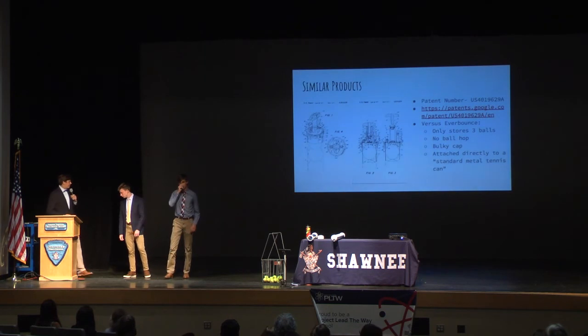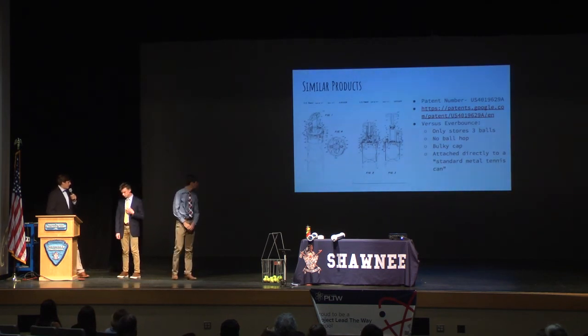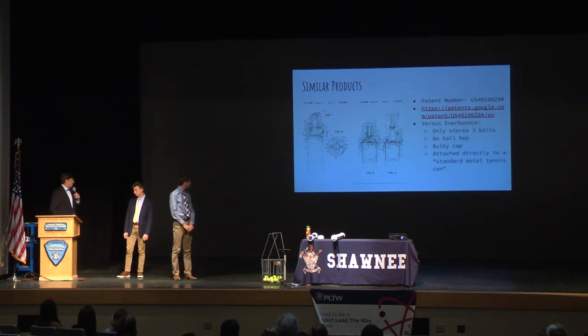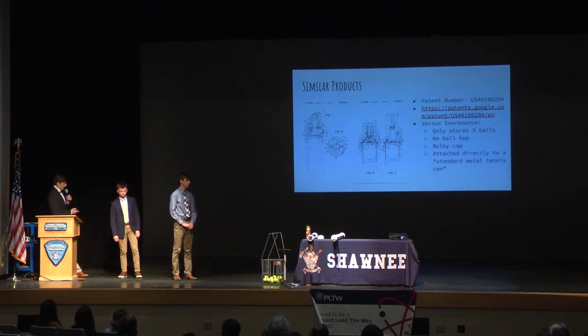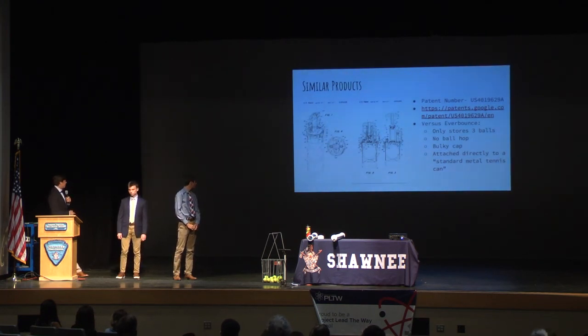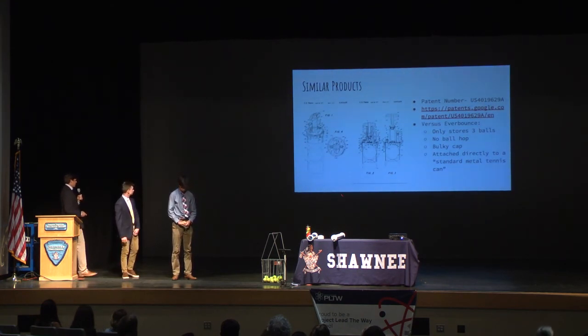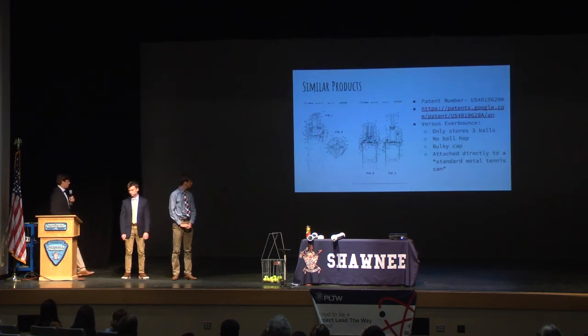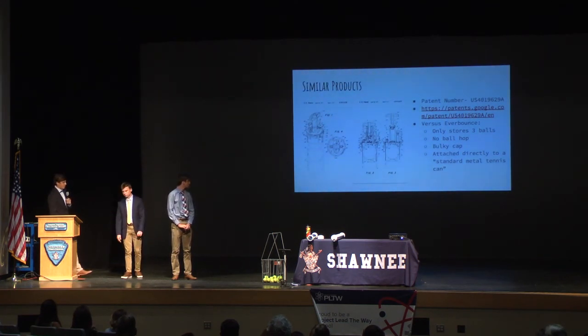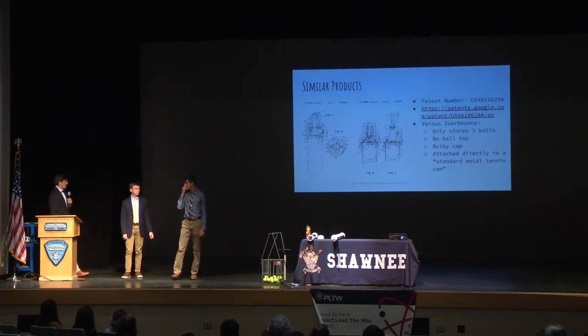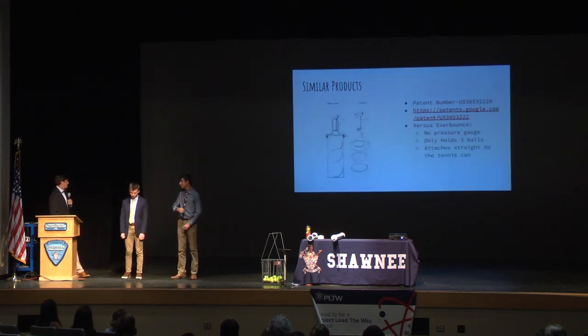So here are some initial designs of our product and what is incorporated with our design. Here is a patent that has a built-in pump right here, and it also contains a pressure gauge, which is right there. So how ours is different is this cap can only store three balls because it goes on a standard tennis can. It's very bulky, and it does not have a ball hopper included.